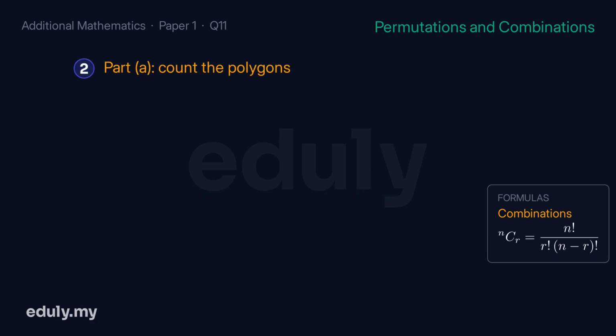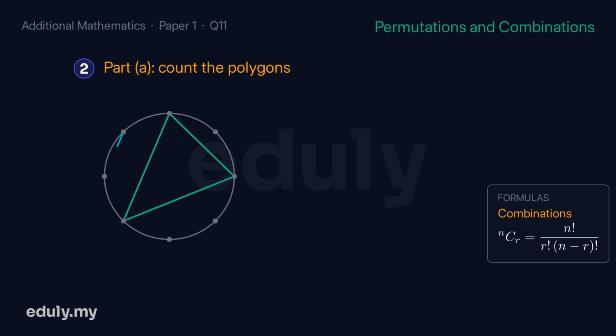Section 2. Now we count every polygon those 8 points can make. Here are the 8 points. Each polygon is just a choice of 3 or more of them. This triangle uses 3, this quadrilateral uses 4.